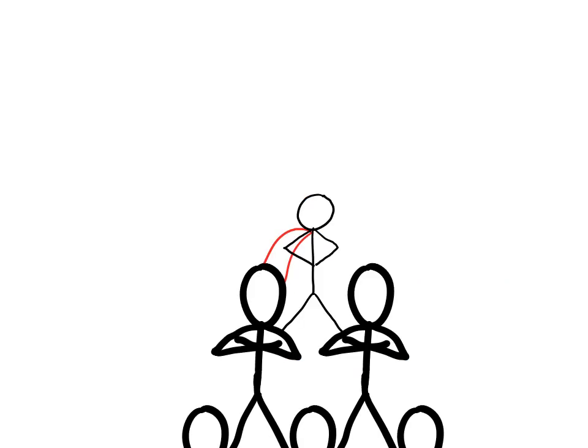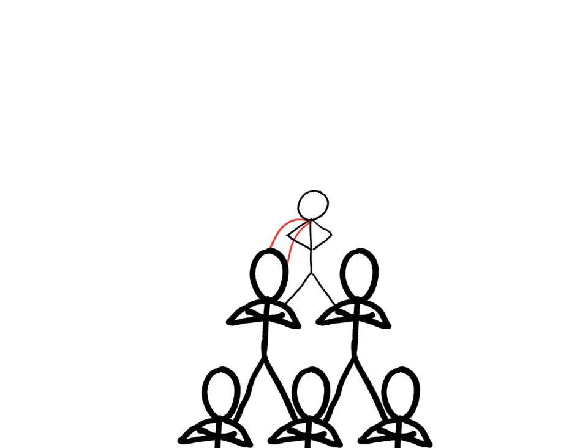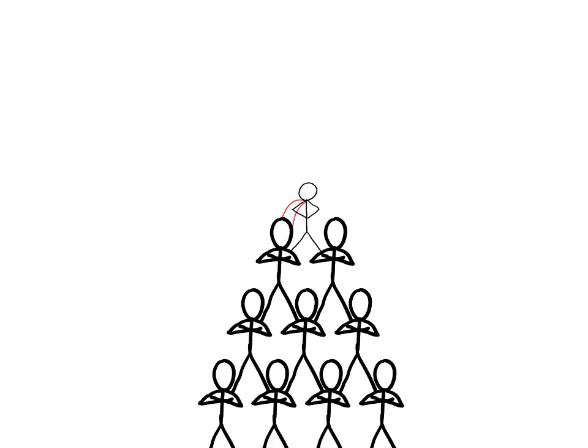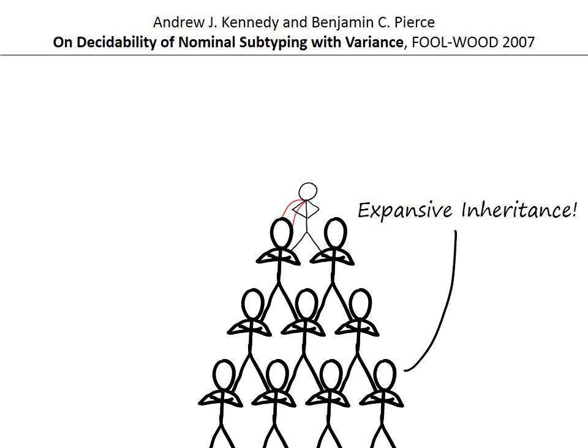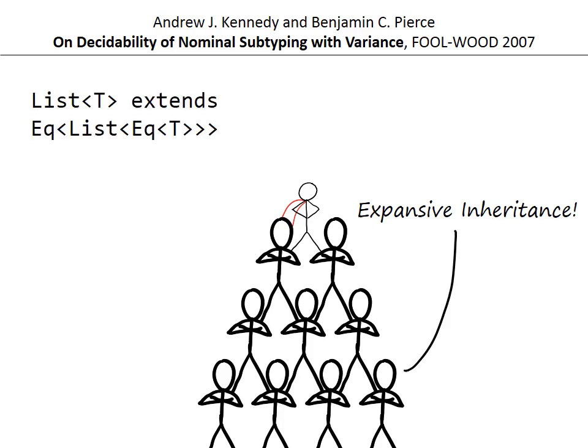But like all of us, our researcher stood on the shoulders of giants. And some of those giants were not very happy with his solution to the equatable lists problem because it had some properties that had been shown to cause problems with the decidability of subtyping. In particular, some of the giants warned him about expansive inheritance, which in our case means that we smuggled this EQ here in between List and its type argument T, allowing the type to expand in its inheritance clause.